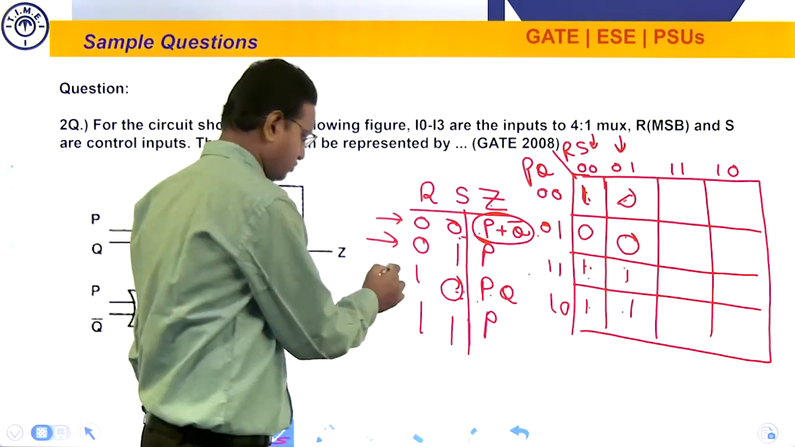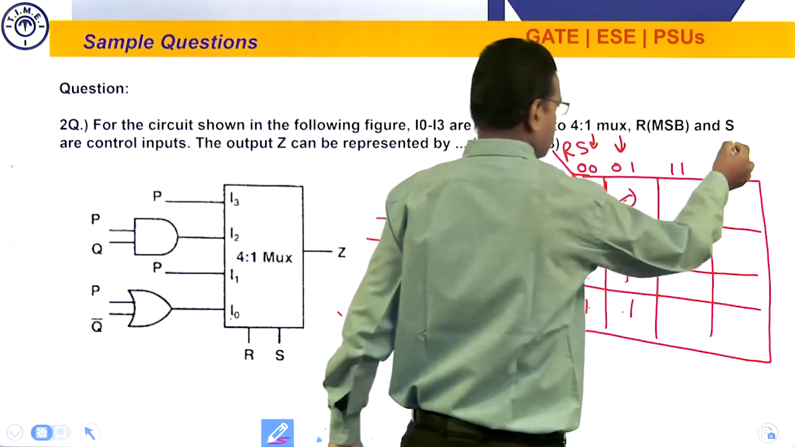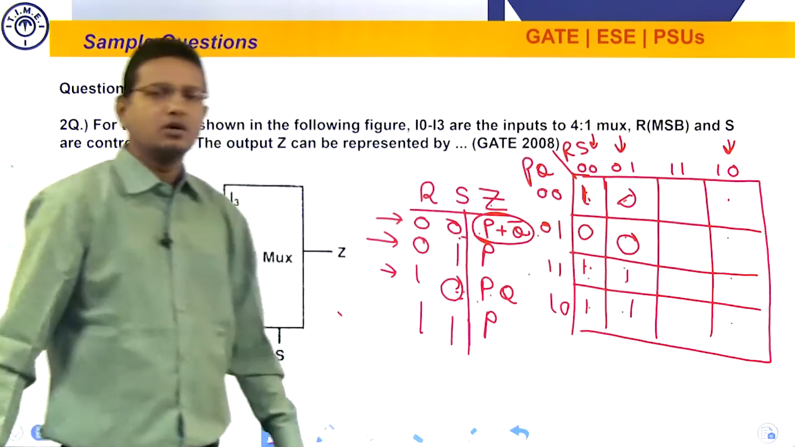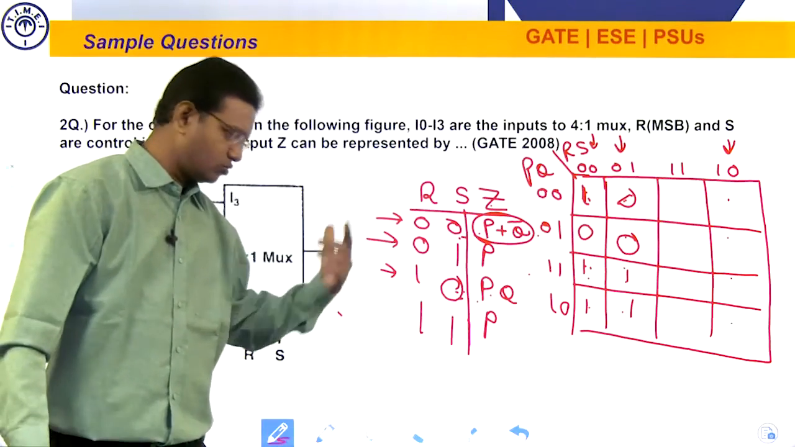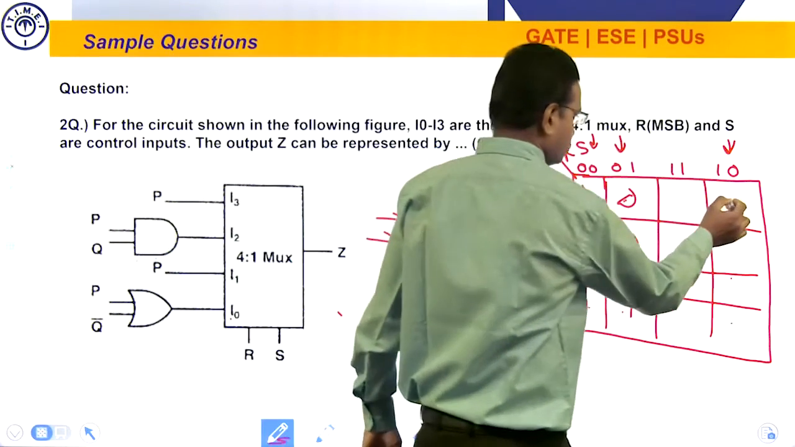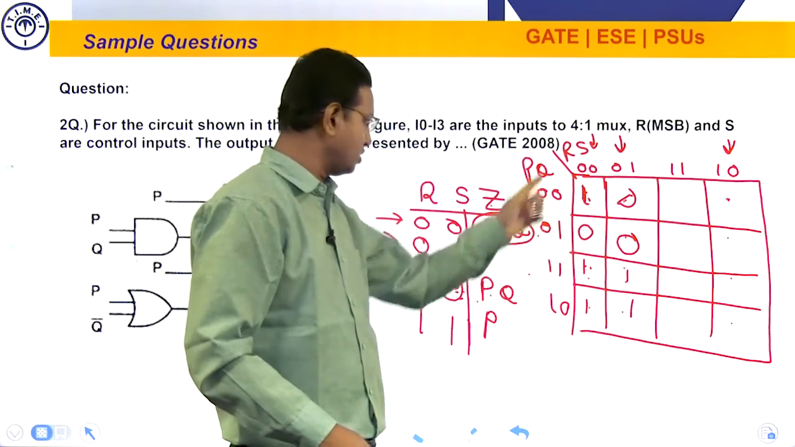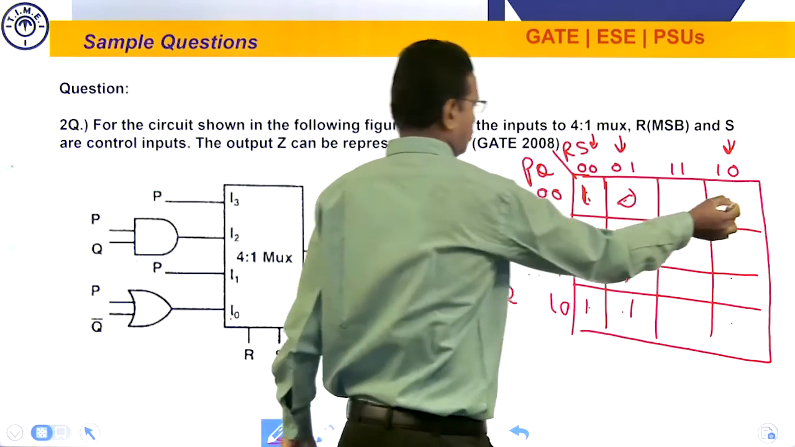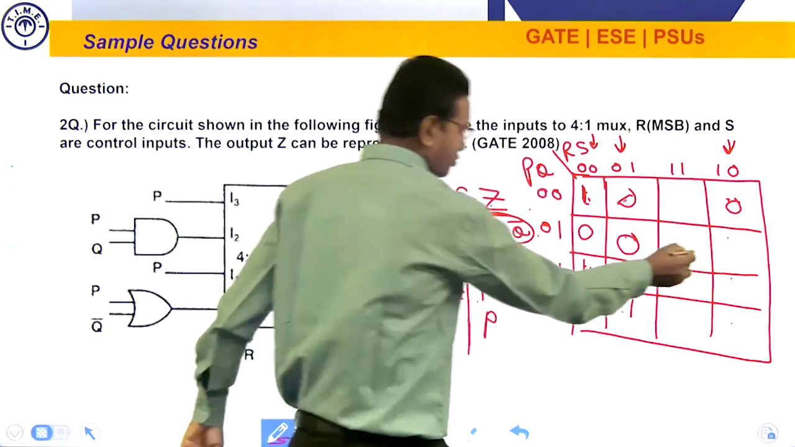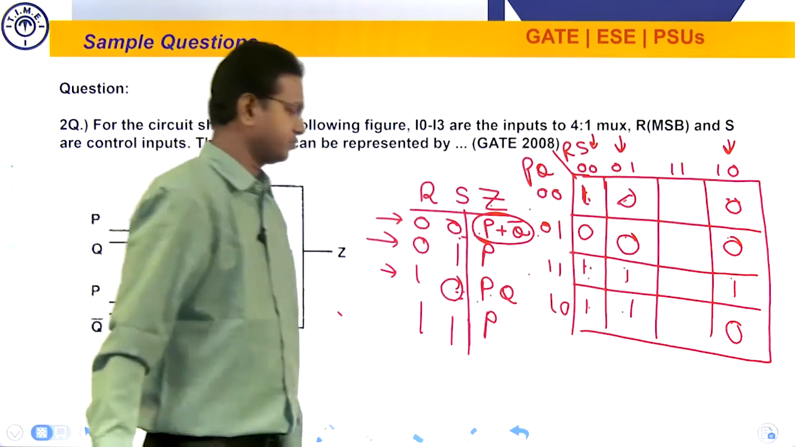Now coming to the next row, RS 10, which is the last column. These 4 cells will pertain to this row 10, and the Z value is PQ. So in this cell PQ should be there. P is 0 here, Q is 0 here, so 0 and 0 is 0. For this cell P is 0, Q is 1, so 0 and 1 is 0. Similarly this is 1 and 1, this is 1 and 0, it is 0.